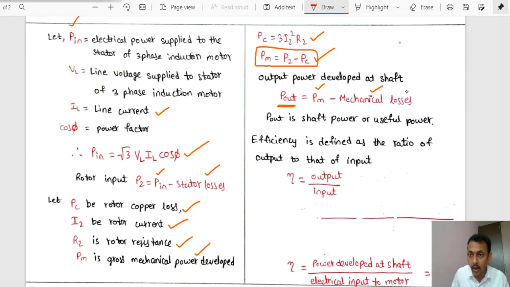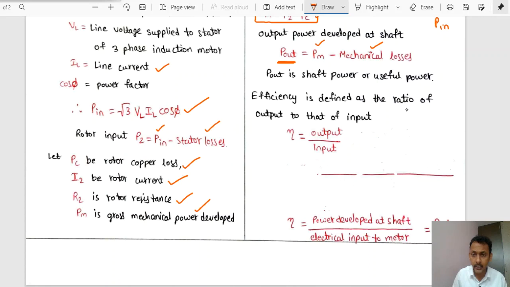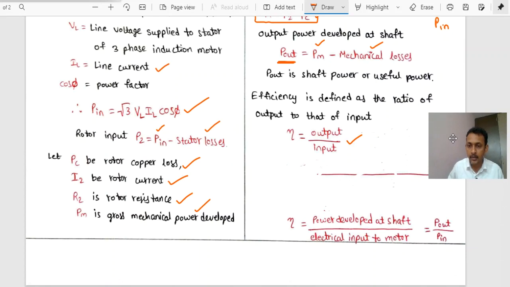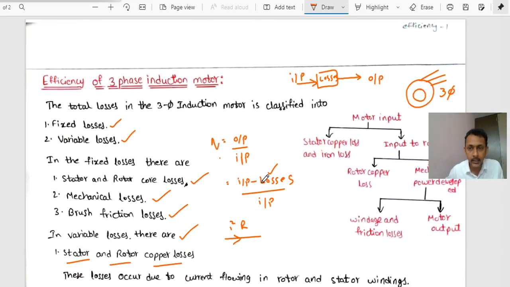So in the efficiency formula, efficiency eta equals P out by P in. The output is the mechanical power, the input is the electrical power. P in we already know, root 3 VL IL cos phi. Now P out is given by PM minus mechanical losses. So finally the efficiency eta is equal to the output by input. Now this eta, the power developed at the shaft divided by the electrical input to the motor, is P out by P in. So this is how we can calculate the efficiency of a three-phase induction motor.